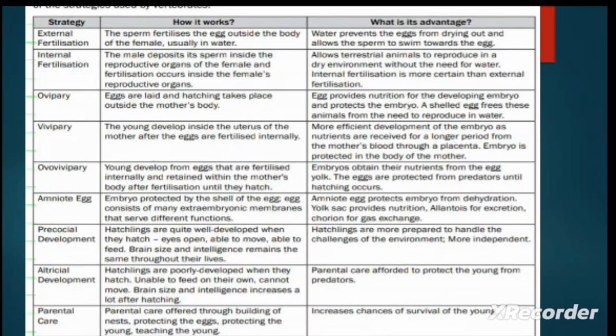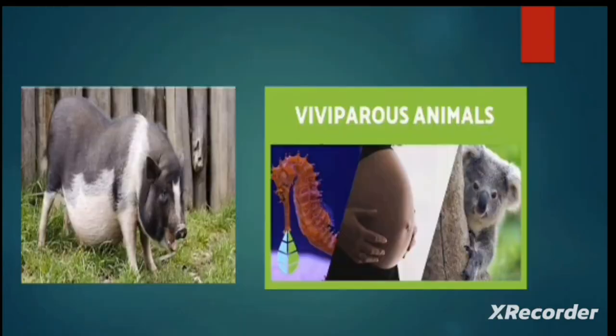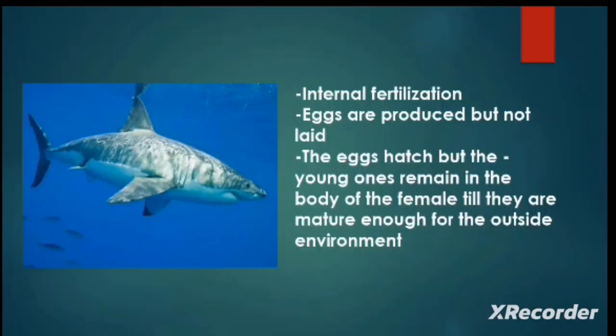So ovoviviparity: young develop from the eggs that are fertilized internally, and they're retained within the mother's body after fertilization until they hatch. The embryos obtain their nutrients from the egg yolk, and the eggs are protected from predators until hatching occurs. So this is how ovoviviparity looks.